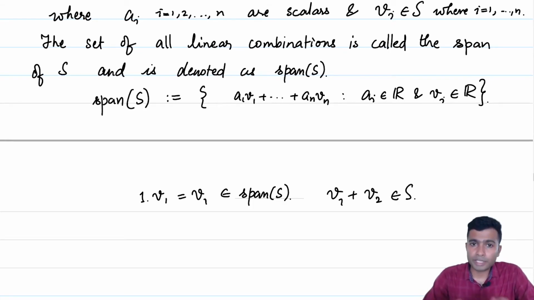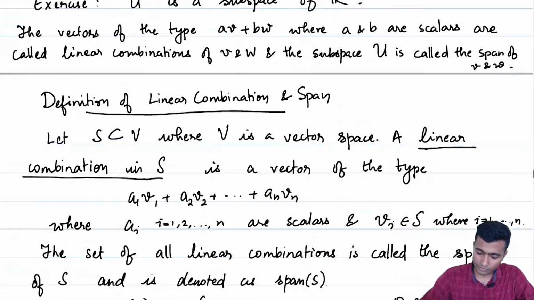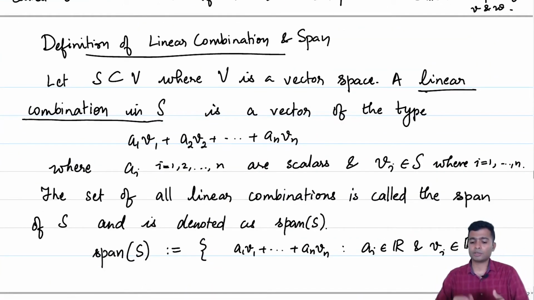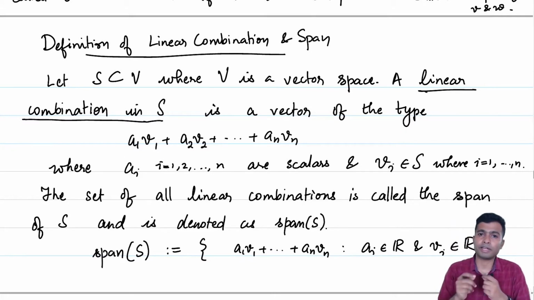Notice that we have not put any restriction on the set S. If you go back to our definition, we have just taken S to be some subset of V, and we have defined the span and the linear combination in S, right? So we have not demanded that S be finite or anything. S could be finite. However, the linear combination will always be of finitely many elements in the set S.